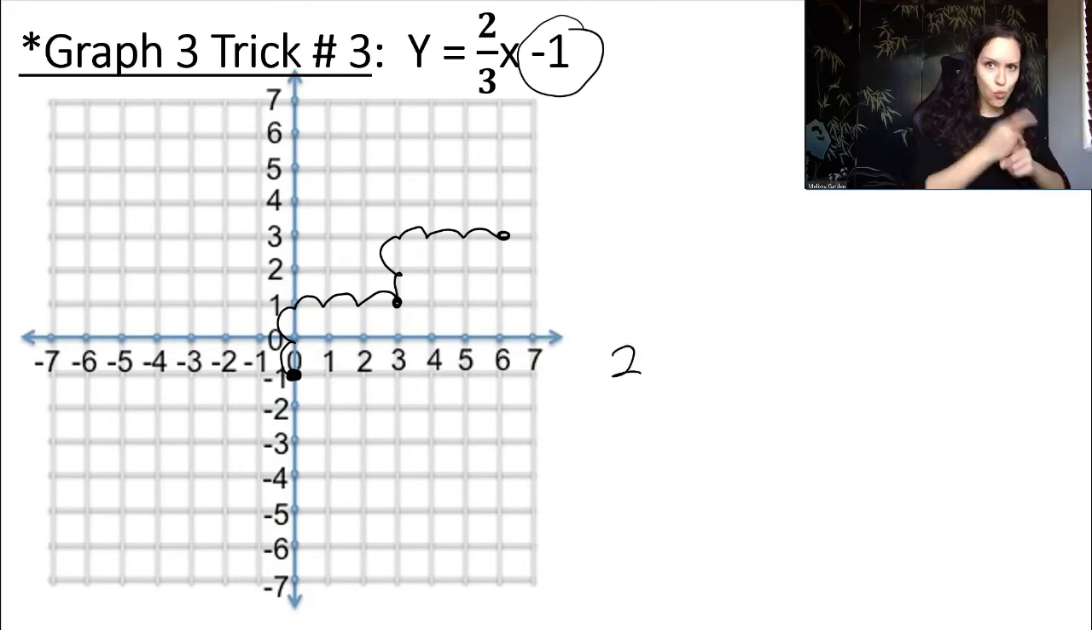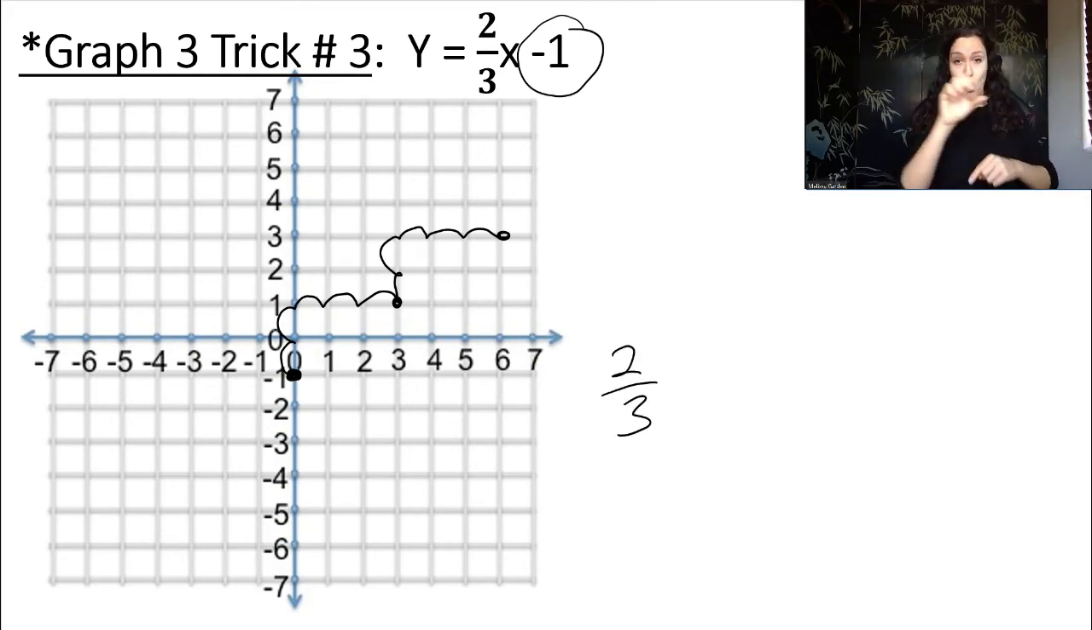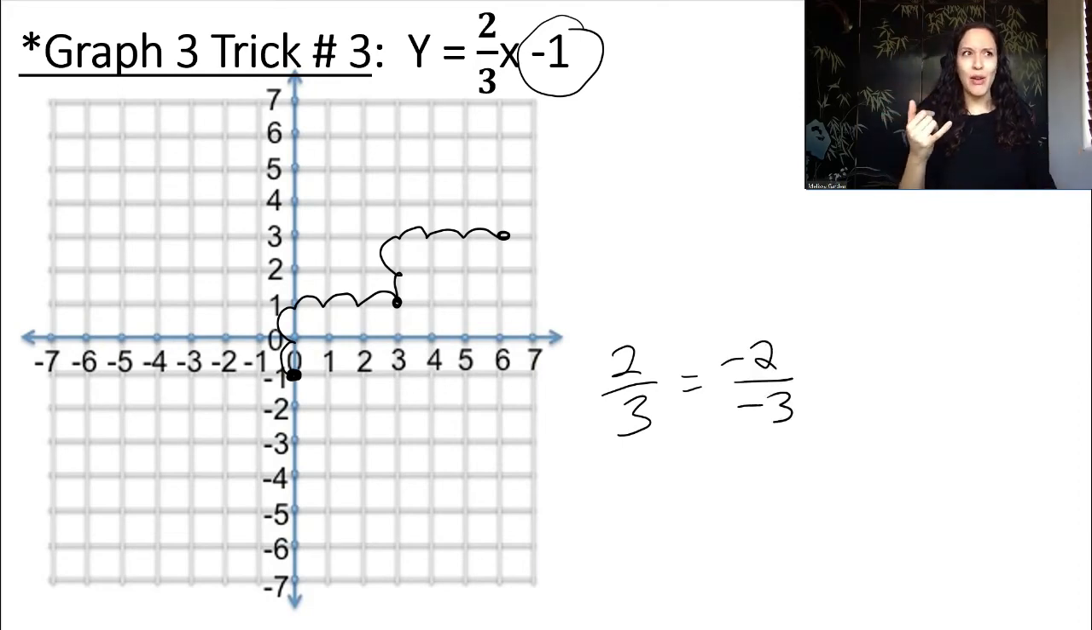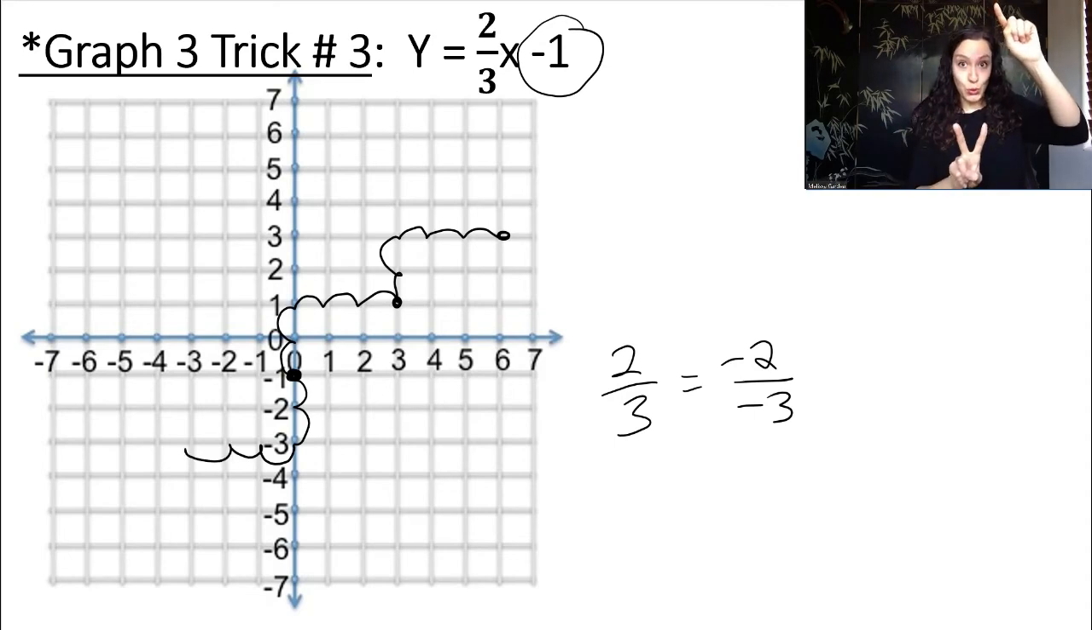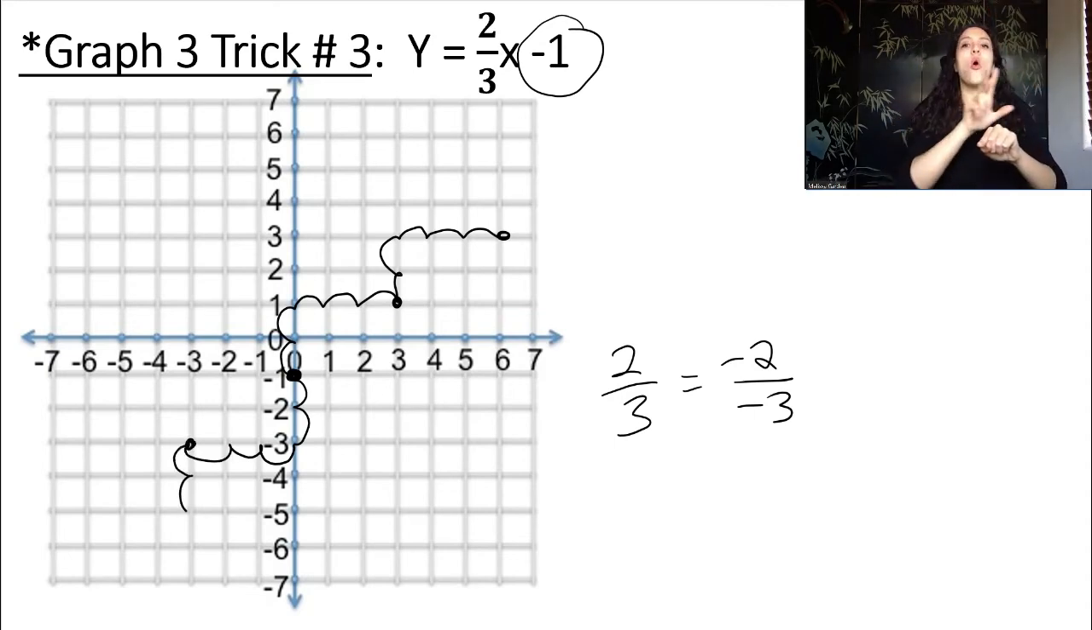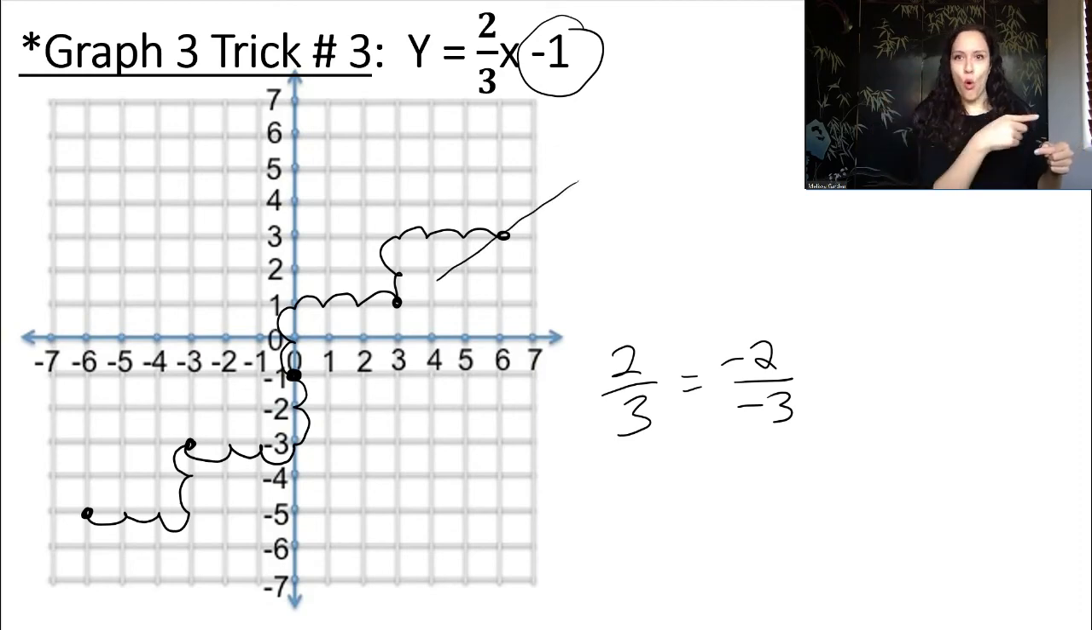Well, my original slope was 2 over 3. Switch it to look like this, negative 2, negative 3. It's the same thing because a negative divided by negative is a positive. So what I'm going to do is go down 2 and then go to the left 3. So think of the opposite. Down 2 to the left 3. Okay, and there we go. A perfect line.